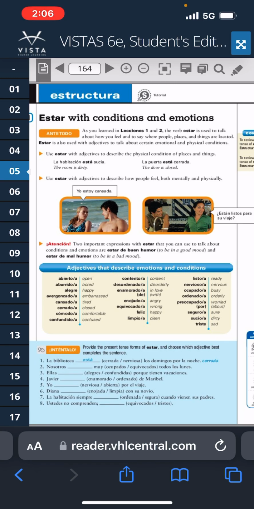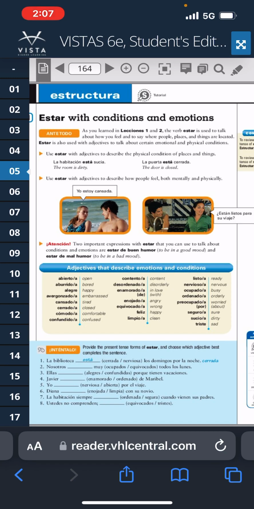Attention. Two important expressions with estar that you can use to talk about conditions and emotions are estar de buen humor, to be in a good mood, and estar de mal humor, to be in a bad mood. And it gives some examples of adjectives that describe emotions and conditions.